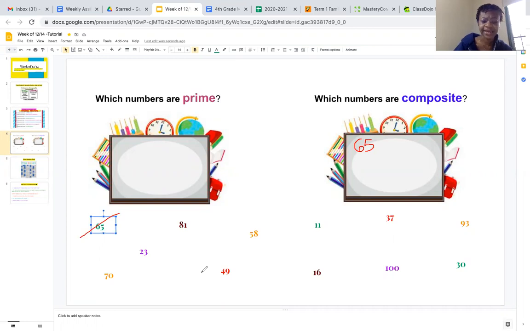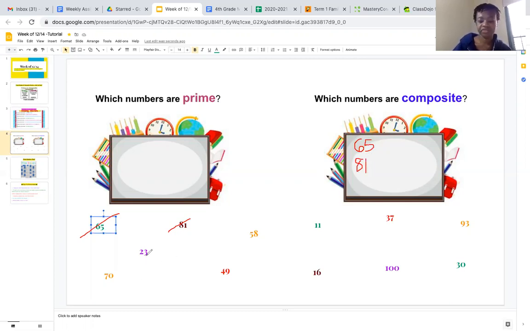Now let's look at the number 81, for example. Right off the bat, I know that 9 times 9 is 81. So that tells me there's 9 as a factor. There's 1, there's 81. That's already 3 factors, more than 2. So we're going to put 81 in this category. So 81 is composite.